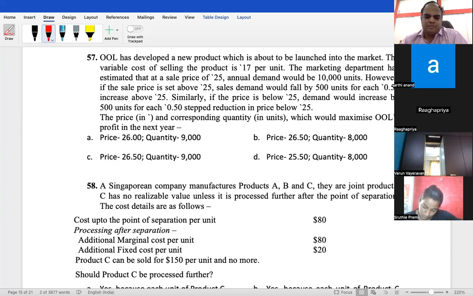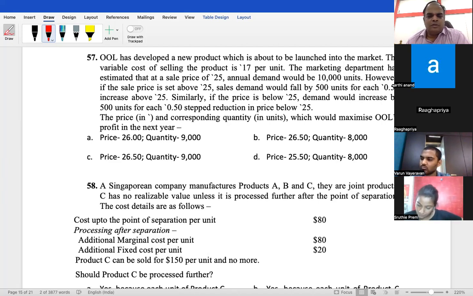Next, 26.5. Then quantity becomes 8,500. So what is the contribution, sir? Selling price minus variable cost of 17 rupees. The contribution again is 80,750.